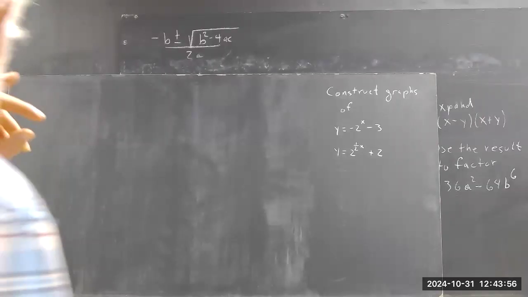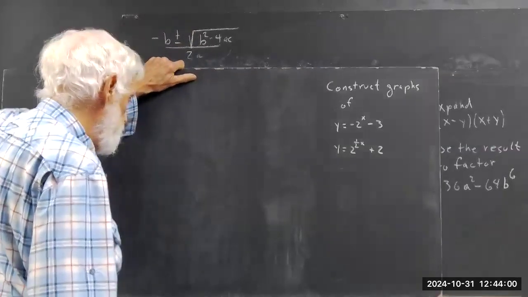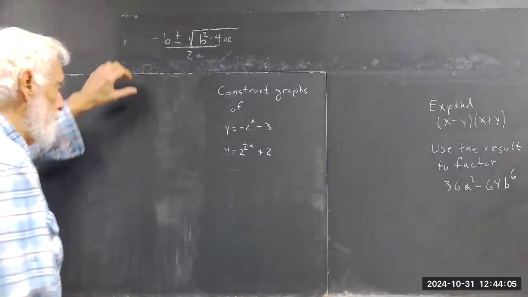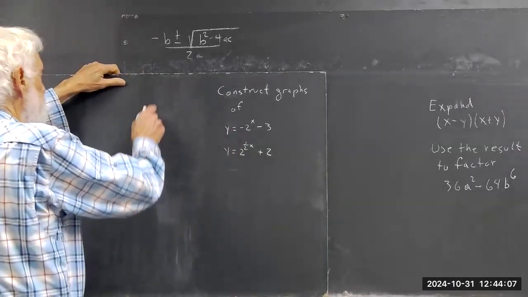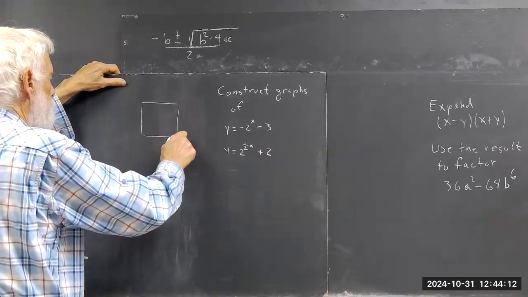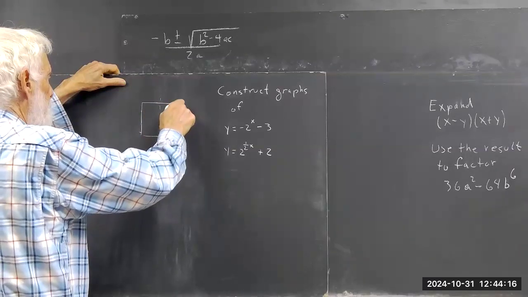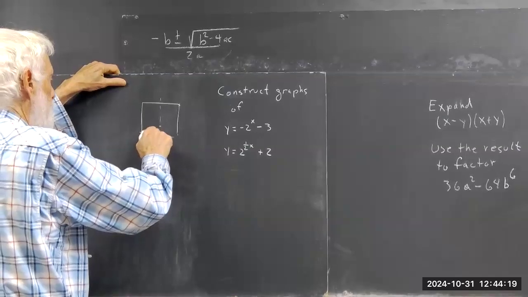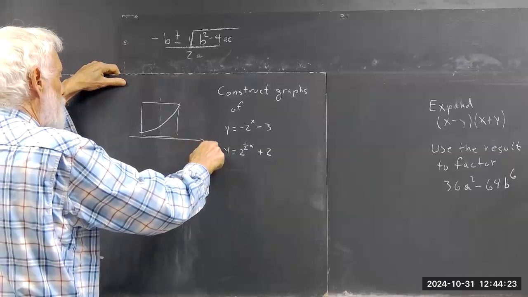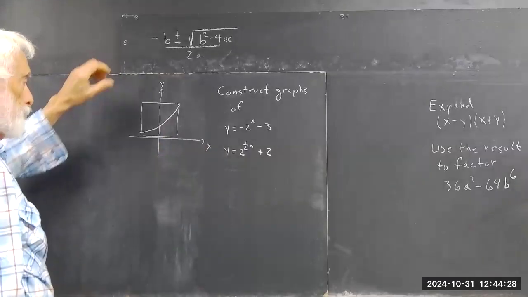Okay, we're wanting to construct graphs of these two functions. Starting with the first one, we can construct the graph of the exponential function in the usual manner. Our x-axis here, a y-axis here. We put all the construction lines in it.